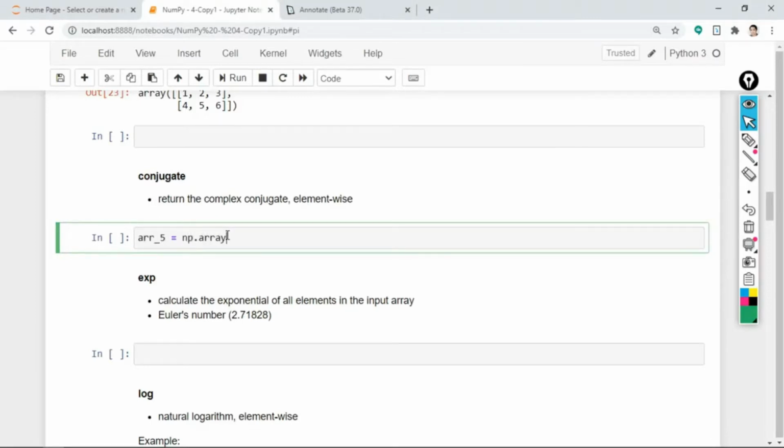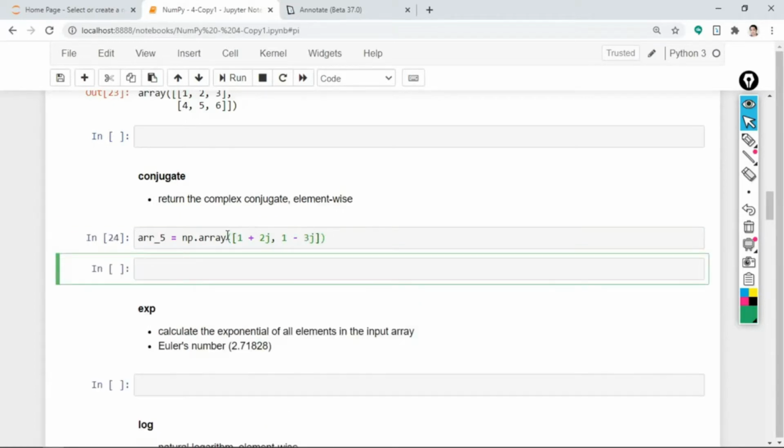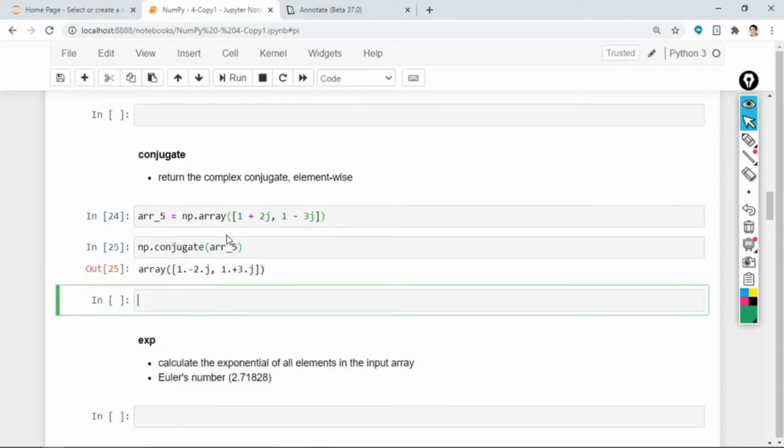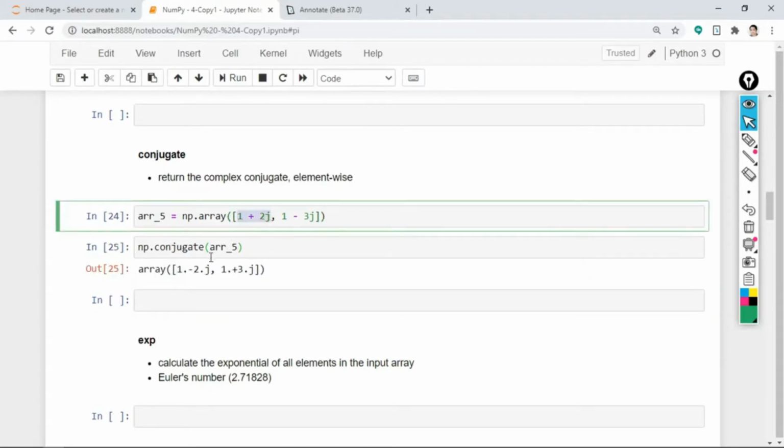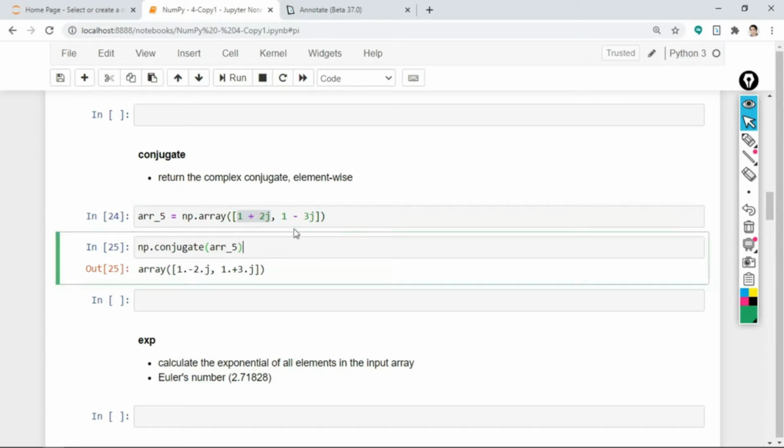So np array, for example, we have a complex number. So 1 plus 2j, so 1 minus 3j. So that's for example. Then we'll use the conjugate. So np.conjugate of array 5. It just finds the conjugate of a complex number. So from positive, it has become negative, and from negative, it has become positive.